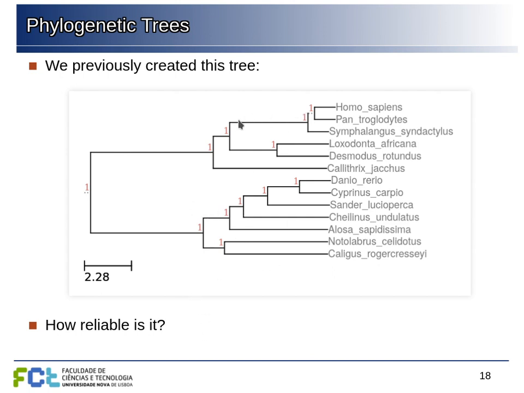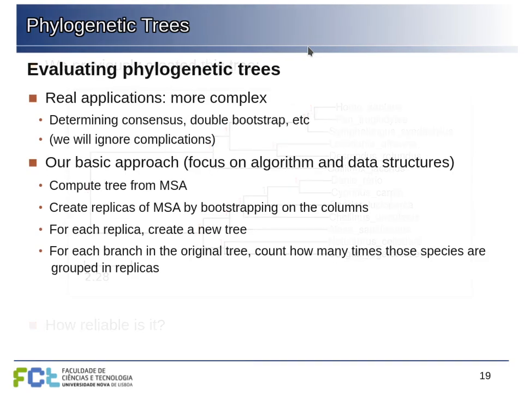Can we have the same confidence on all of these branches? We can estimate the reliability of different branches in many different ways. There are methods for determining consensus trees, sophisticated bootstrapping methods, and so on. We're going to ignore all these complexities. So we're going to do something that is very basic.